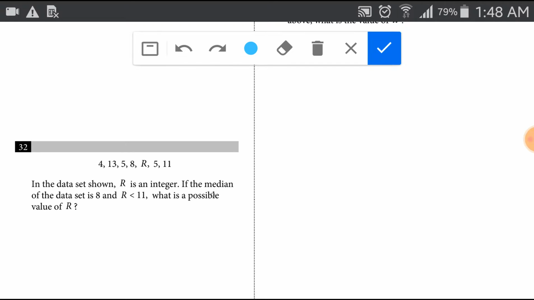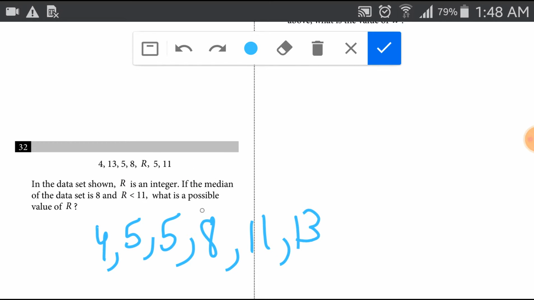So whenever there's a question on median, it's a good idea to actually order things, put them in increasing order. So let me just write, what's the smallest number here? That's a 4. Then you have a 5, and then another 5, then an 8, and then an 11, and then a 13. And we don't really know where the R is. We know it's just before this 11. Right? So it can be anywhere here.